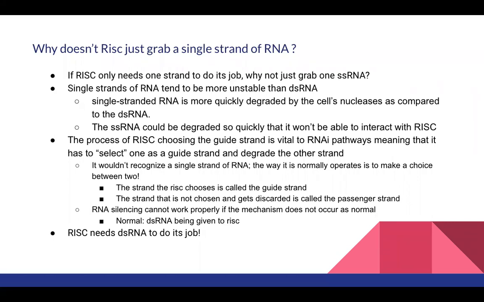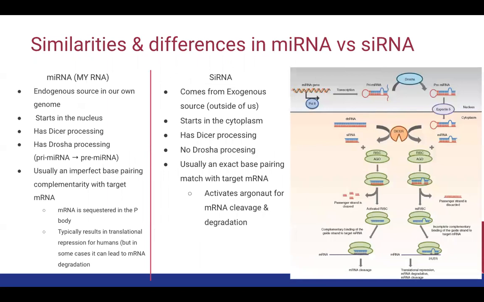It wouldn't recognize a single strand of RNA. The way it normally operates is to make this choice between the two. The strand that it chooses is called the guide strand, and the strand that's not chosen, it gets discarded, is called the passenger strand, but I don't think you need to know that one. You do need to know what guide strand means though. And then RNA silencing cannot work properly if the mechanism doesn't occur as normal, and normal being double-stranded RNA, to do its job.